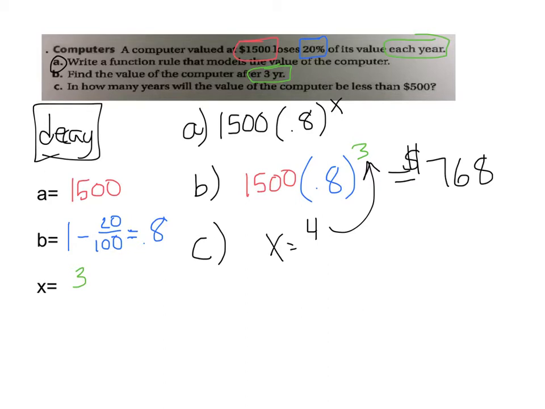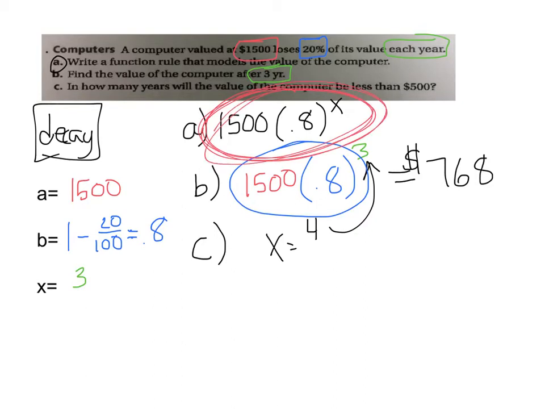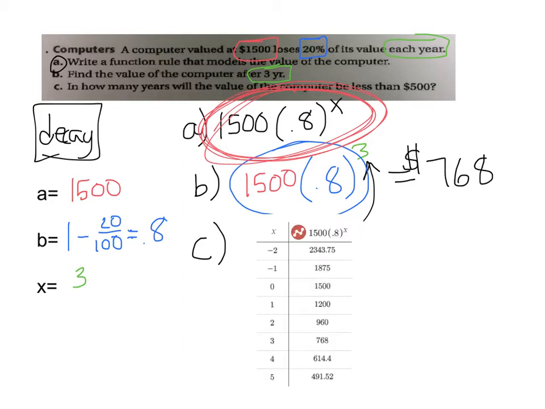If I take my calculator and I type in this equation, the one with the x variable, into my graphing function, I can create a table by pressing second table. And that table looks something like this. This is a table that I created and pulled from the Desmos graphing calculator online.